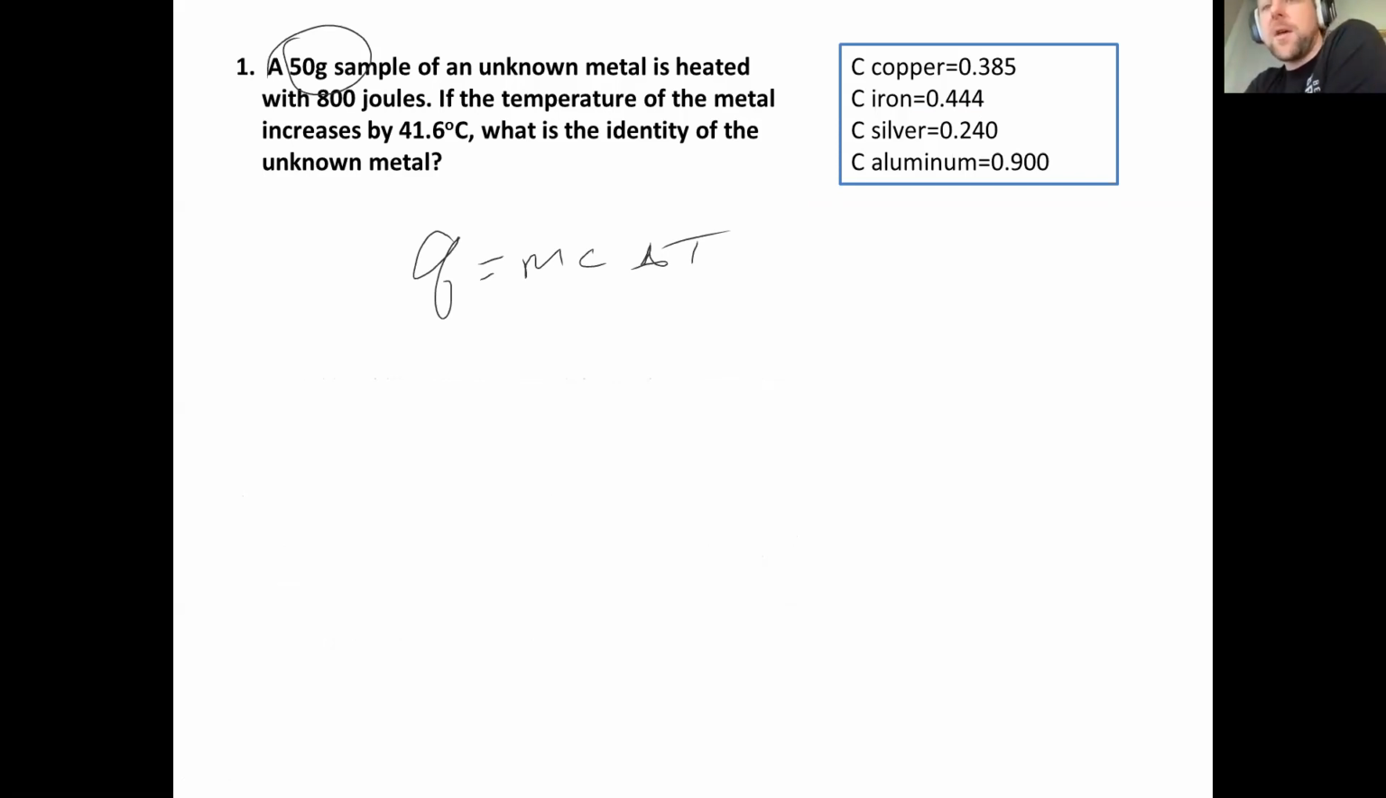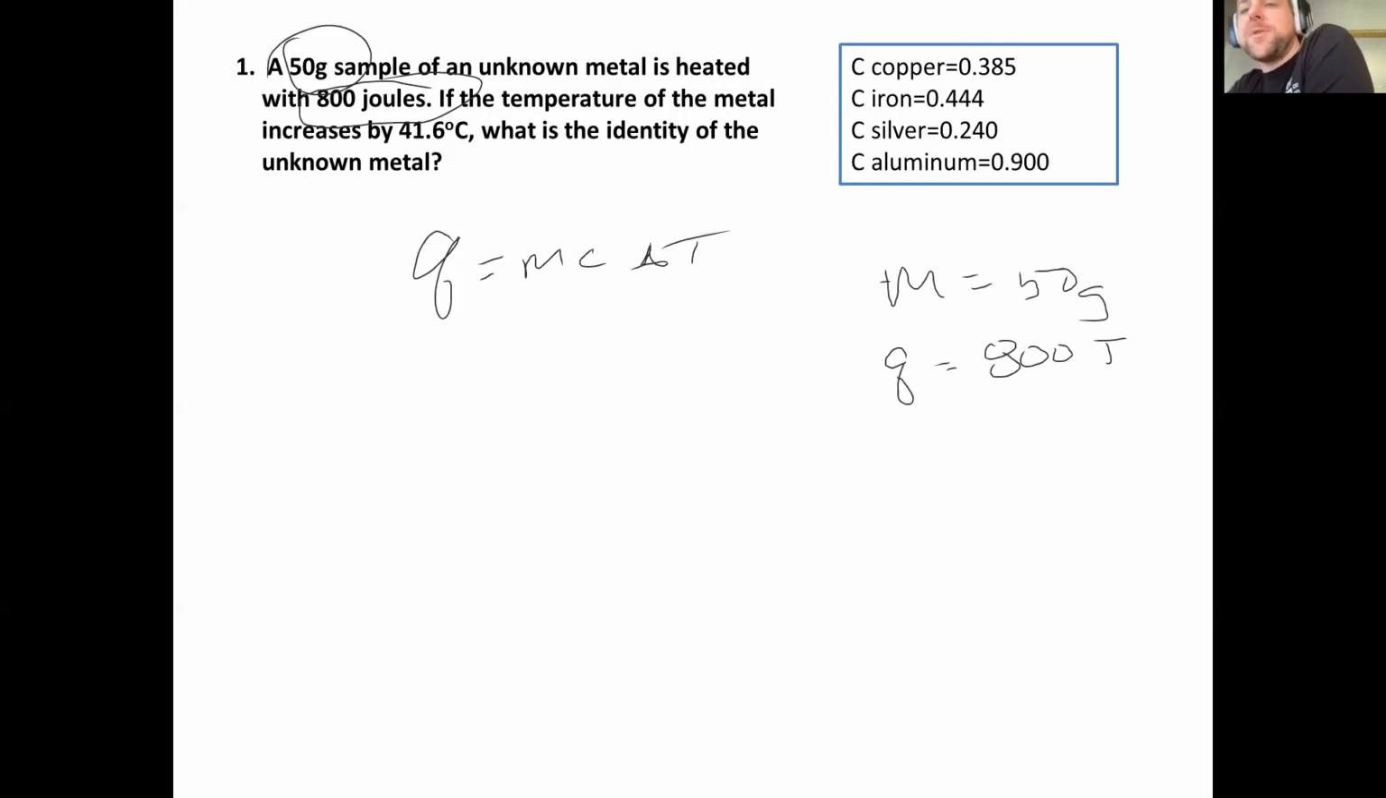So a 50-gram sample, that's going to be our mass. I'll write M equals 50 grams, is heated with 800 joules. Now, the unit of joules is a heat energy, and our variable Q represents heat energy. So Q in this case is going to equal 800 joules, capital J.